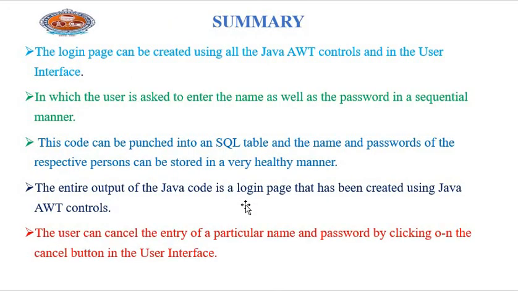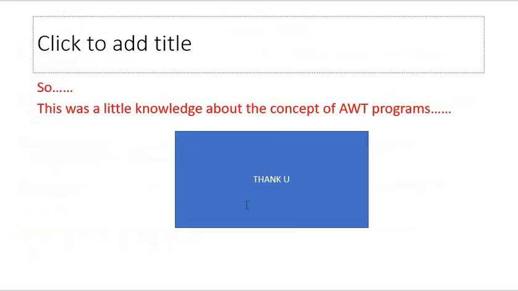Okay, the summary: the login page can be created using all the AWT controls in the user interface, in which the user is asked to enter the name and password in a sequential manner. The entire output of the Java code is a login page that has been created using Java AWT controls. The user can cancel the entry of a particular name and password by clicking on the cancel button in the user interface. Thank you.